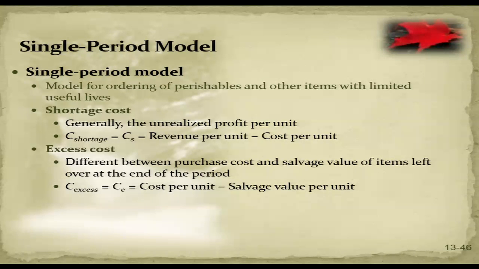The excess cost is easy to understand. If you have more than enough Wall Street Journals on hand, by the end of the day they're useless. You have to throw them in the trash can, maybe recycle them. So the excess cost per unit is the ordering cost, 50 cents, minus the salvage value. If you can give it to the recycle place, maybe 10 cents per newspaper at most. That's your excess cost.